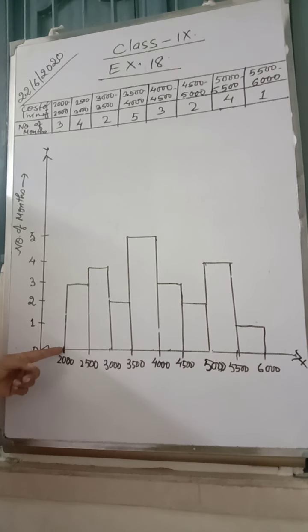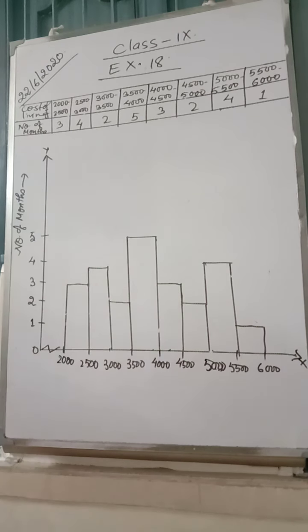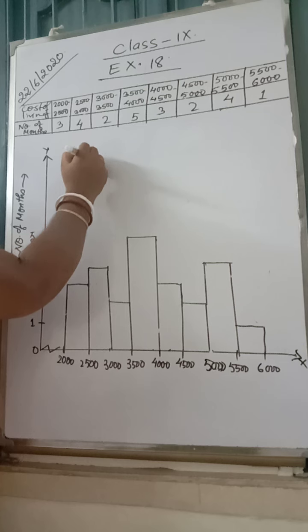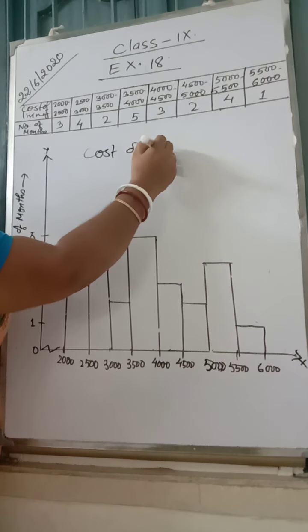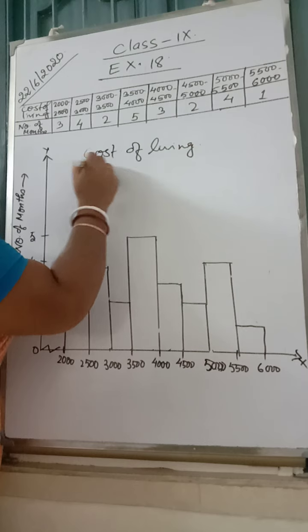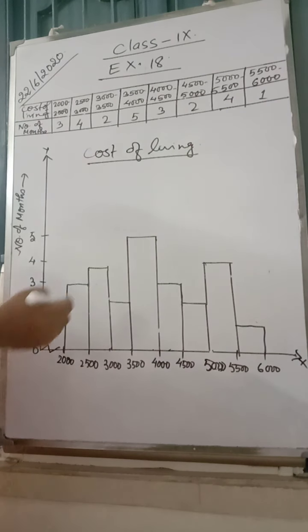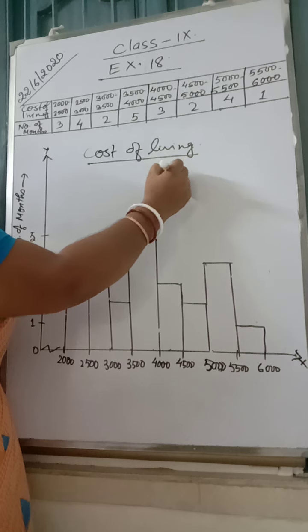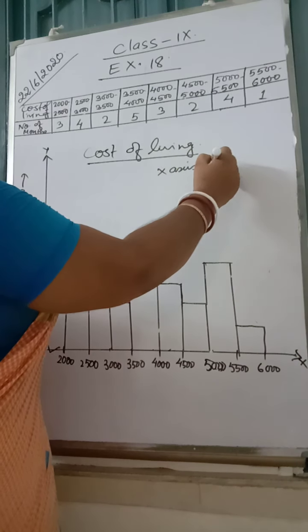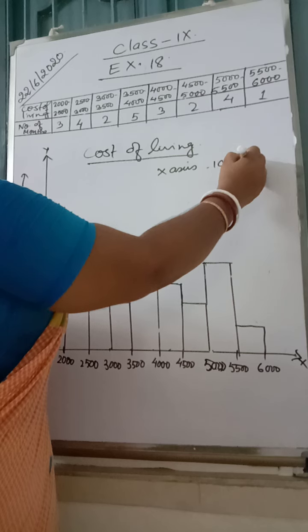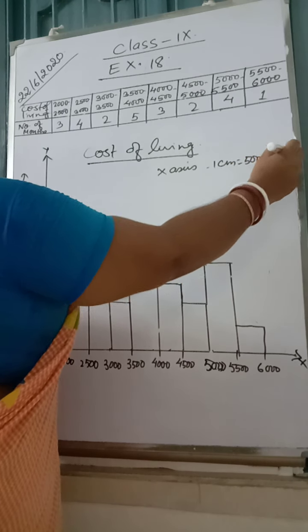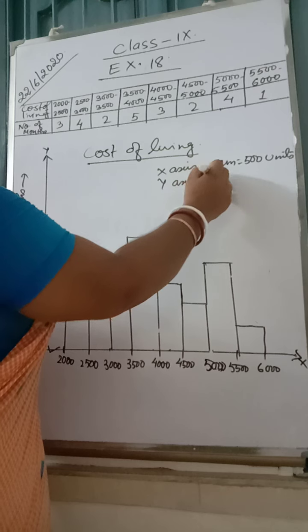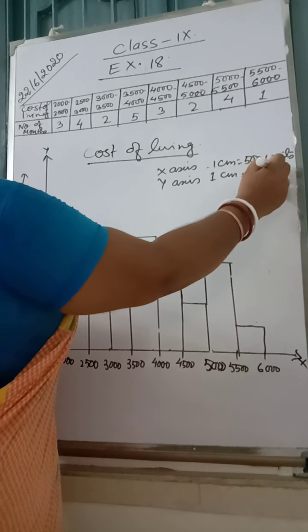You can see every 1 centimeter is taken for 500 units, but here we have taken for 2000 units. Why? That gap is filled with this curve line. Okay, now this is cost of living. You can write, and then we can write the x-axis, the units, the scale. X-axis: 1 centimeter, 500 units. Y-axis: 1 centimeter, 1 unit.